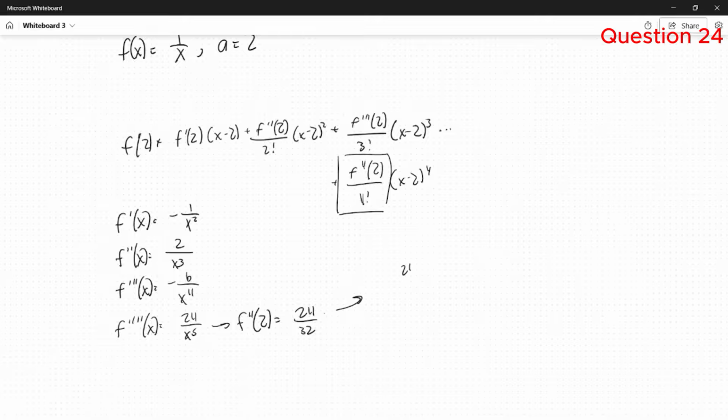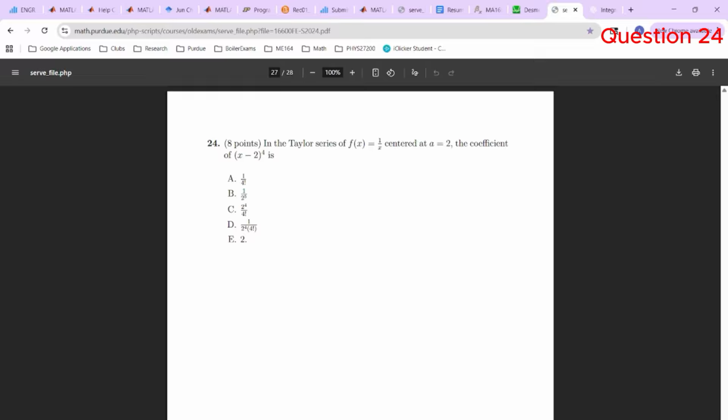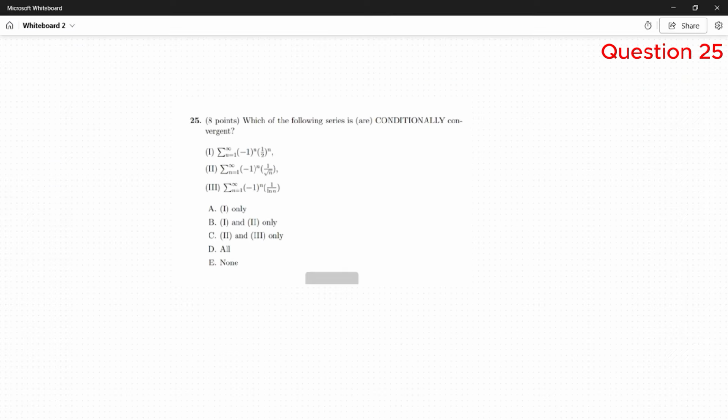That would give us 24 over 32 over 4 factorial, which is just equal to 24. That would become 1 over 32, since the 24s cancel out. 1 over 32 is just equal to 1 over 2 to the fifth, and that would be our final solution. Which of these answer choices provides that option? That would be answer choice B.